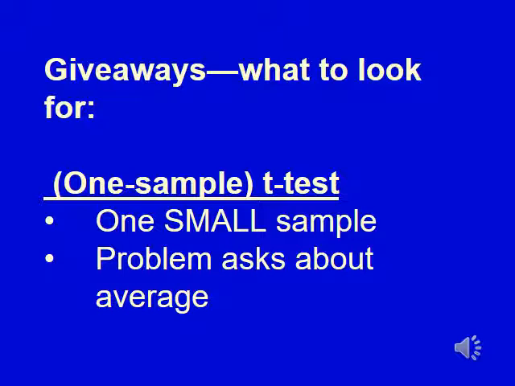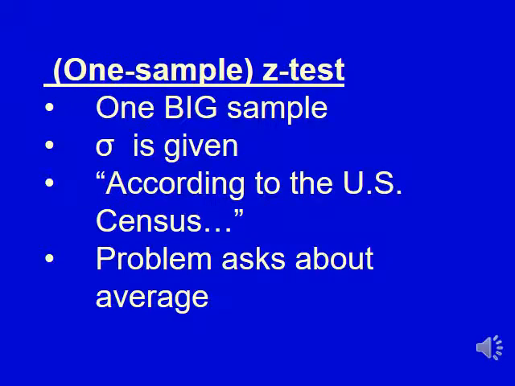So one of the first tests we did was what your calculator calls a t-test. It's what I often call a 1-sample t-test. And a 1-sample t-test, you have one small sample. Remember, t stood for tiny. You always had to have less than 30 in your sample. And you had a problem that was somehow asking about average. A t-test was different from a 1-sample z-test because z, typically you had a big sample.